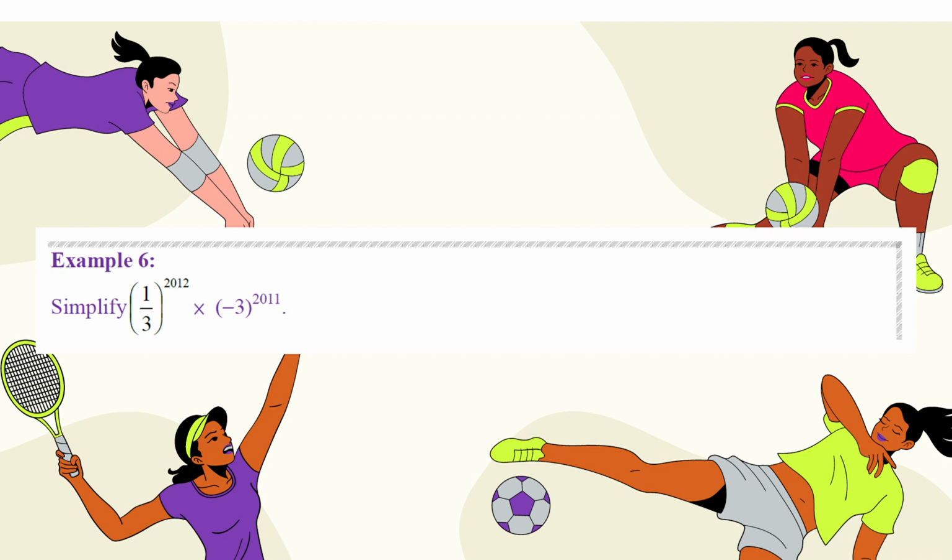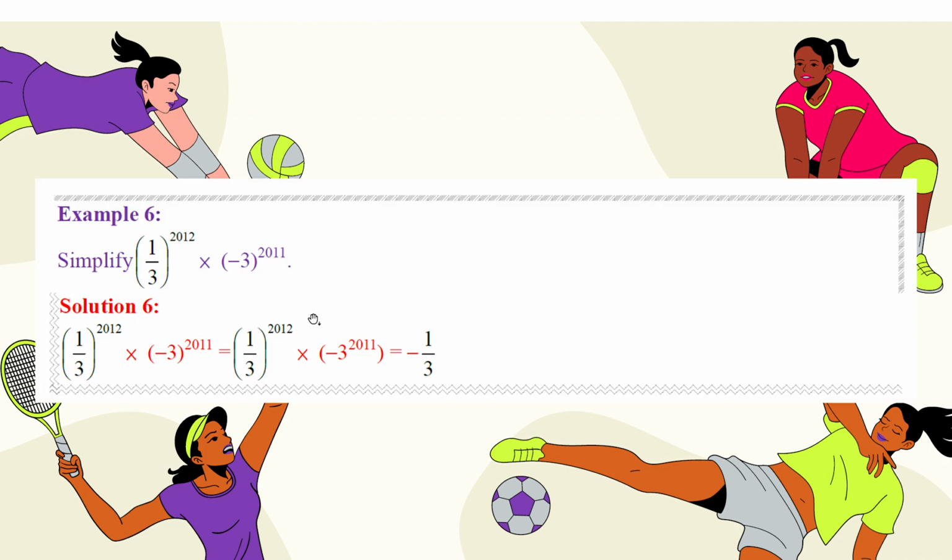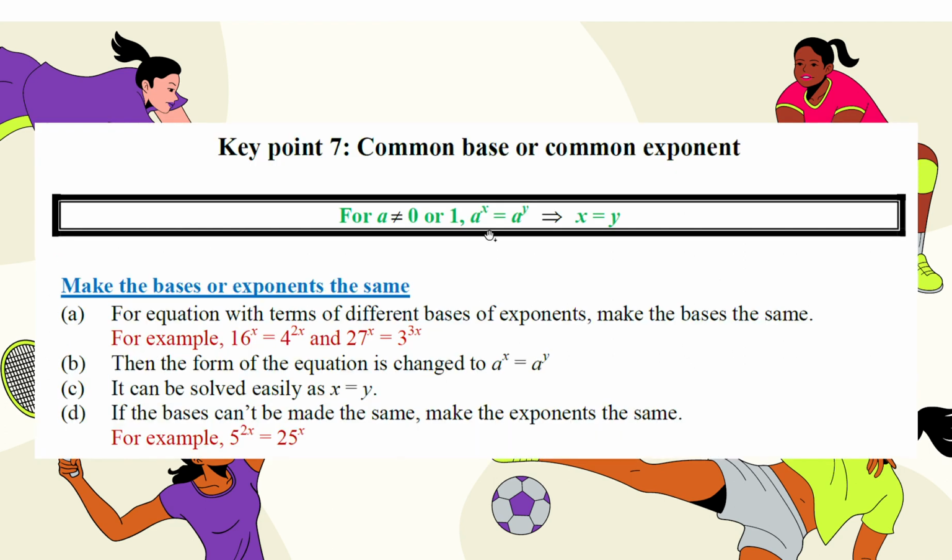Okay, welcome back. First of all, remember this negative. Does it survive? Negative integer. Yes, it survives. So it survives with negative. And then at 2012, 2011, this one more. So 1 over 3 win. 1 more, right? So negative 1/3. And the common base or common exponent.